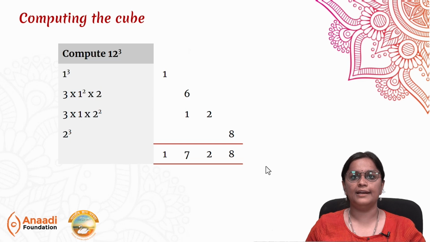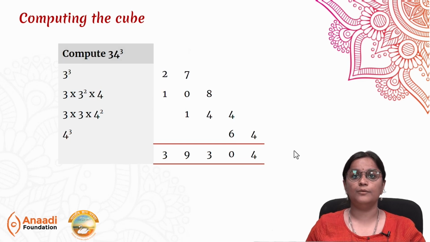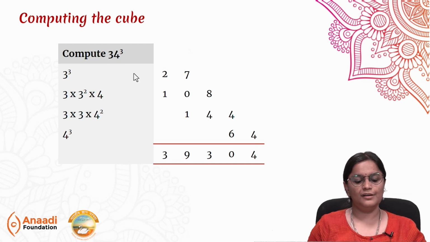Now, let us try another example. Let us try computing 34 cube. So, as we know, 3 will be our Antya digit and 4 will be our Adi in this particular case. 3 cube gives us 27. Now, for 3A square B, which is 3 into 3 square into 4, remember that your units digit must be one place towards the right. So, we slide it in this way, right. So, 3 into 3 square into 4 gives us 108. Write 8 here, 0 here and 1 here in this way.